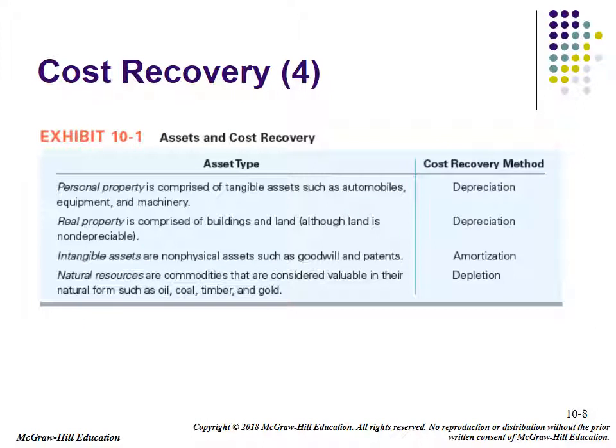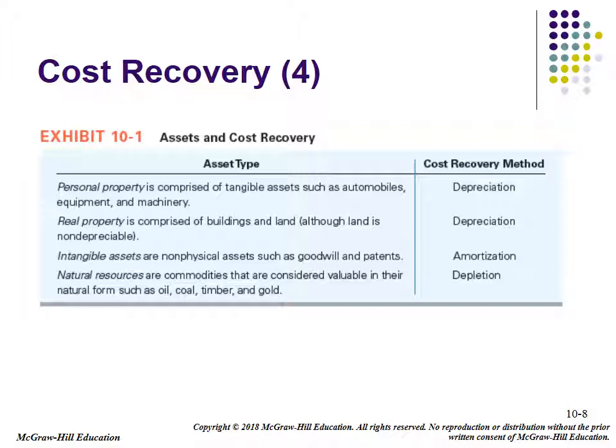Okay, again, personal assets. Make sure we understand that. Personal property is comprised of tangible assets: automobiles, equipment and machinery, furniture, any other vehicle. Real property is buildings and land. Intangibles are non-physical assets. We know that from our prior course work. They're an asset that's basically invisible, does not have physical substance. And then natural resources are commodities that are considered valuable in their natural form: oil, coal, timber, and gold, just so you're familiar with that. And there's the cost recovery we perform under each type.